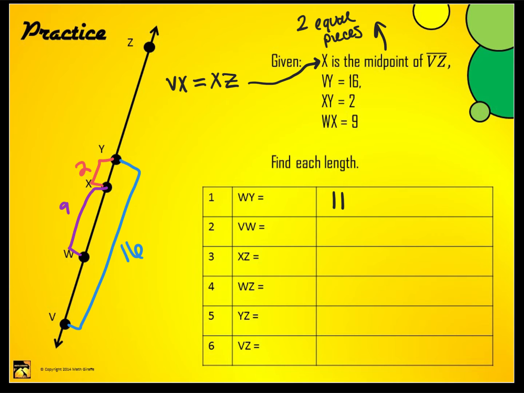So in number 2 now, we are trying to find VW. So we're trying to find this piece here. So we know a lot of stuff in this range, right? We know that from V to Y is 16. But then we also know that this piece here is 2, this piece here is 9. So to find this chunk, we can subtract what we know here from 16. So we know that this is 11. So if we do 16 minus 11, that would give us that this piece here is 5.